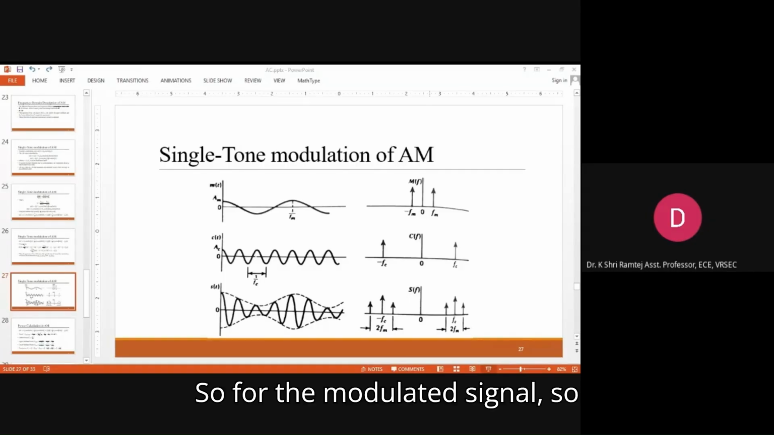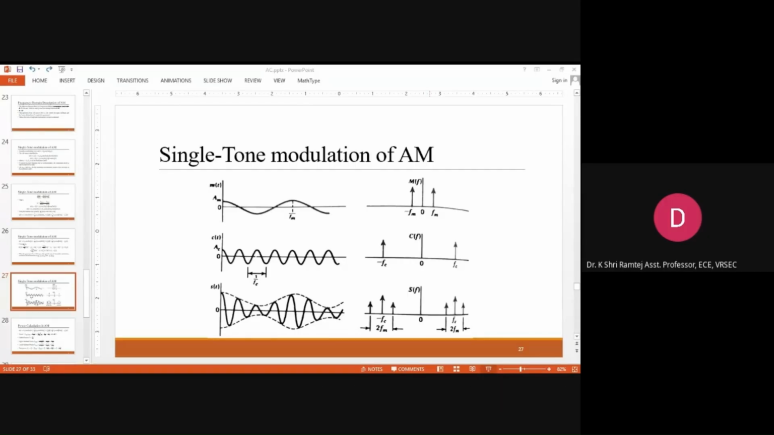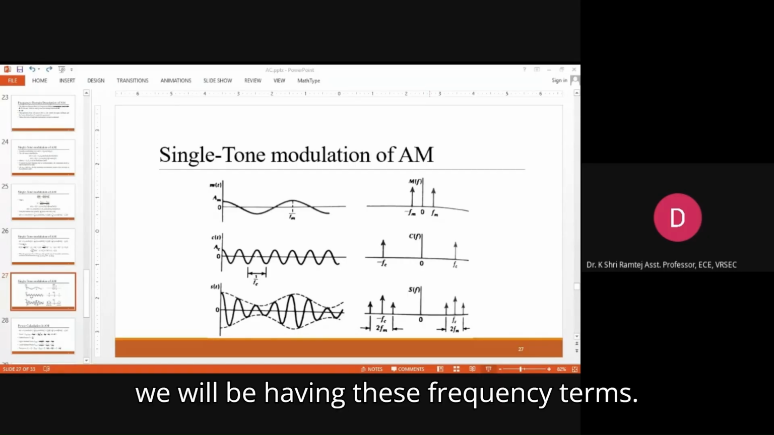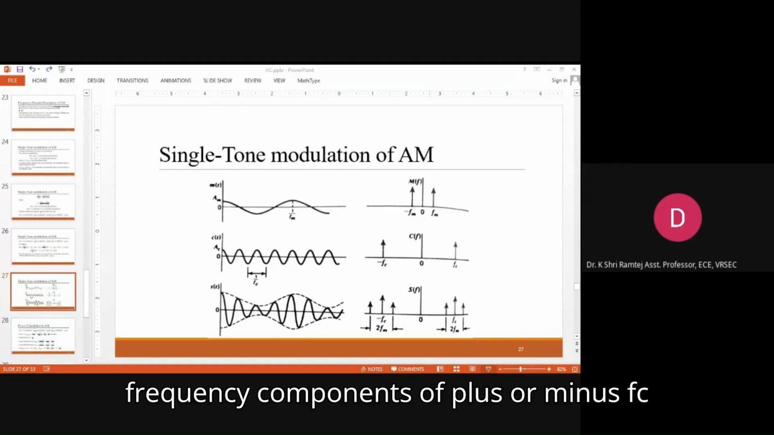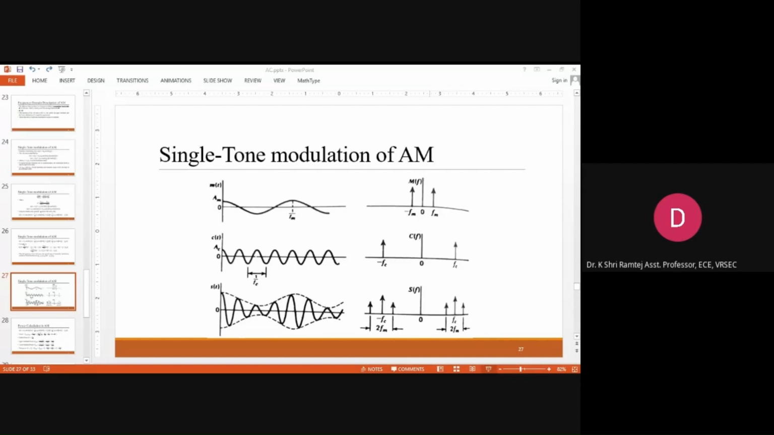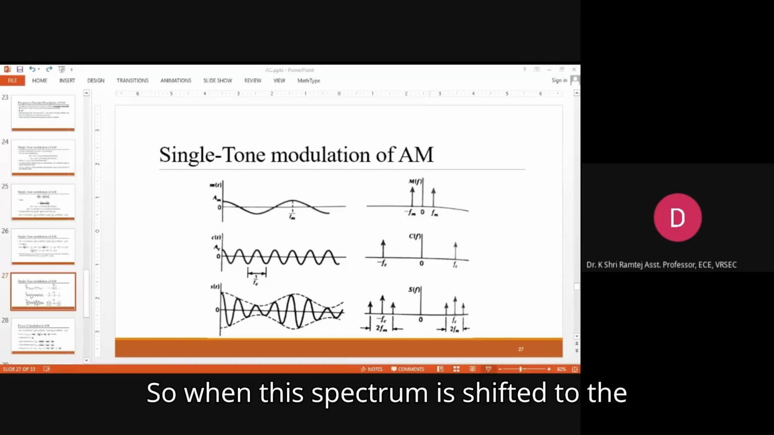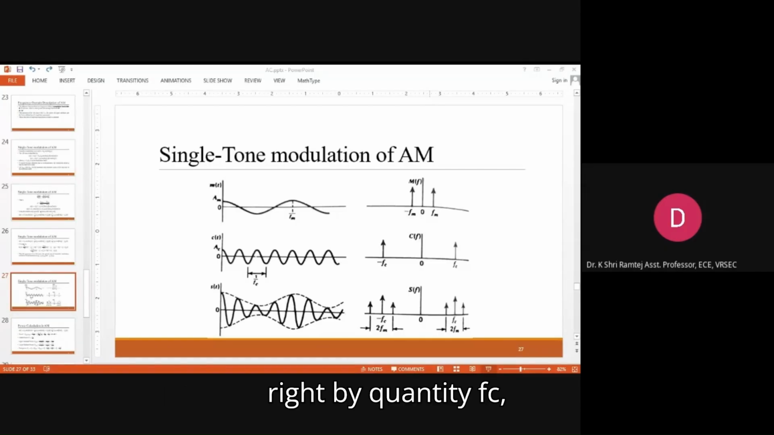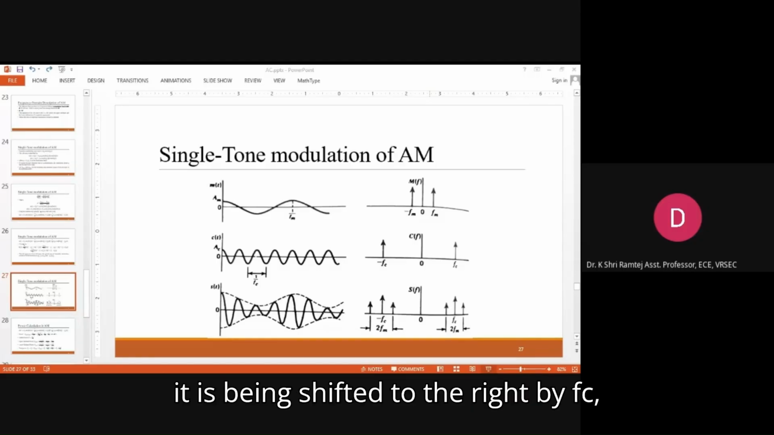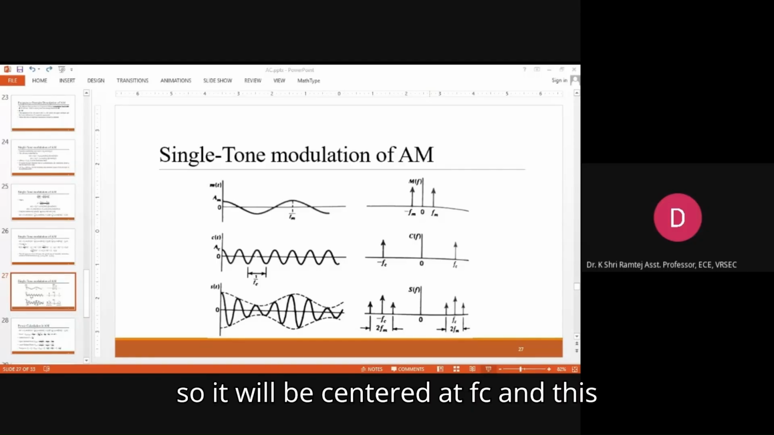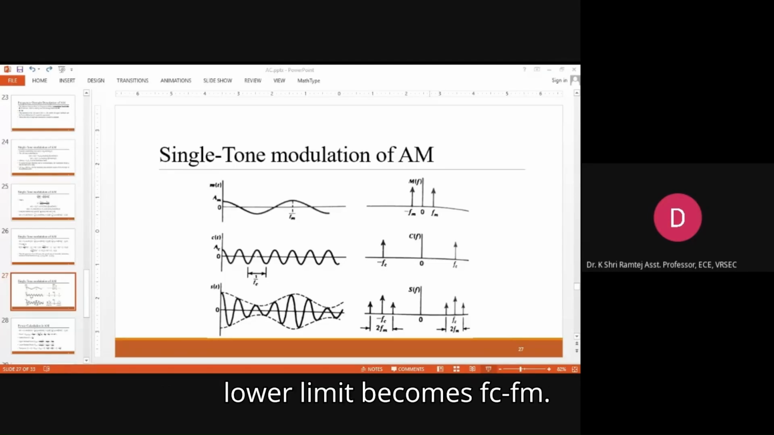So for the modulated signal, we'll have these frequency terms. The first ones are the frequency components at plus or minus FC, and then the same message spectrum shifted in frequency by FC. When this spectrum is shifted to the right by FC, it will be centered at FC, and the upper limit will become FC plus FM, and the lower limit becomes FC minus FM.